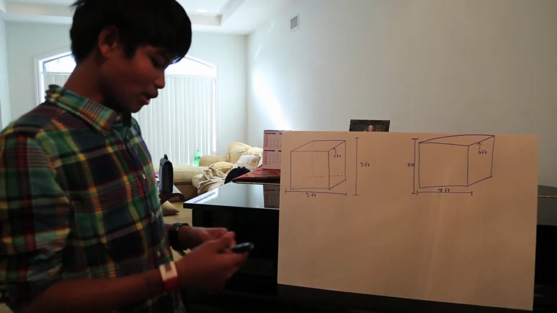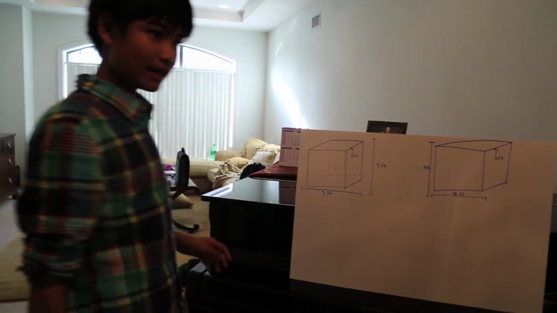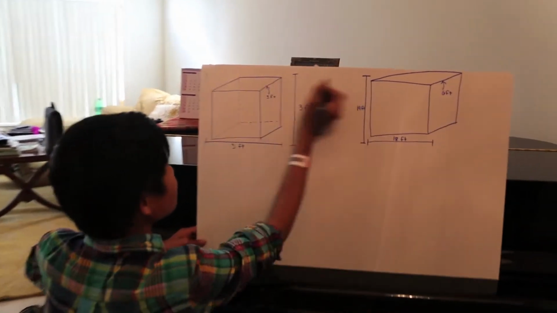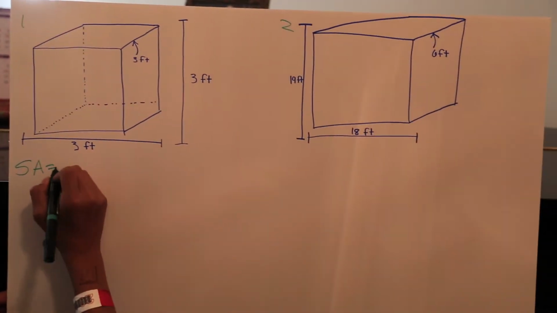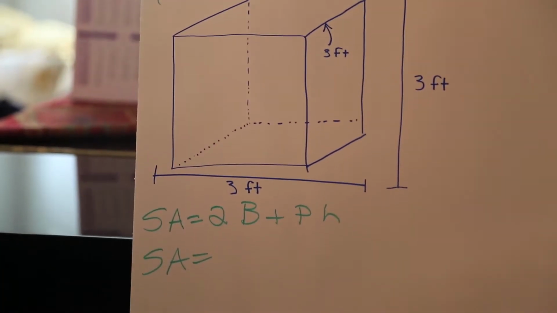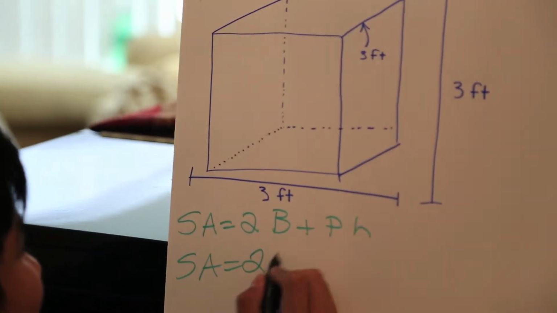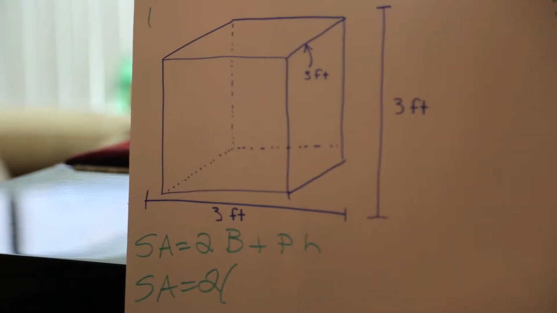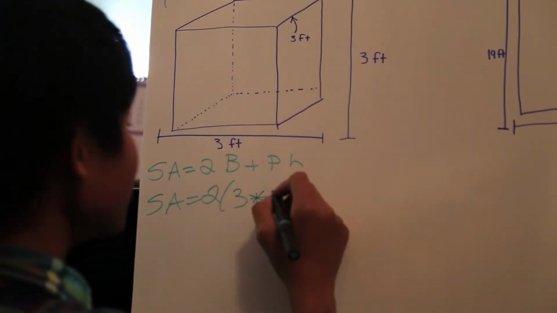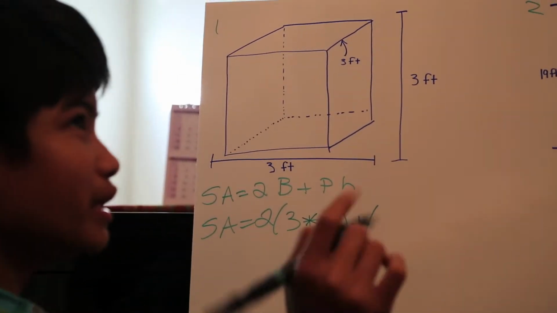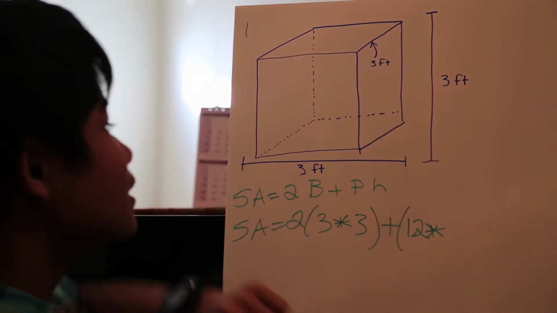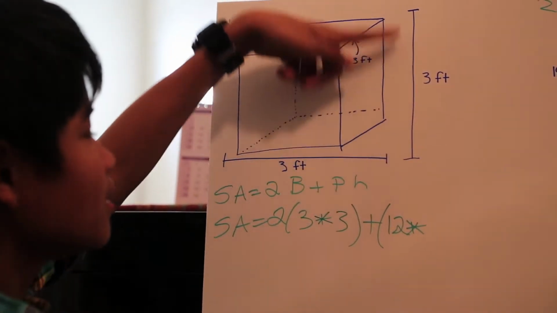Welcome back. So let's go through the answers. And I hope you didn't find any trouble on the way. If you did, we're going through them. So let's go over the first one. SA equals 2B plus PH. SA stands for surface area, if you haven't figured that out yet. So 2 times 3 times the width, which is 3, plus 12, which is the perimeter, times the height, which is 3.